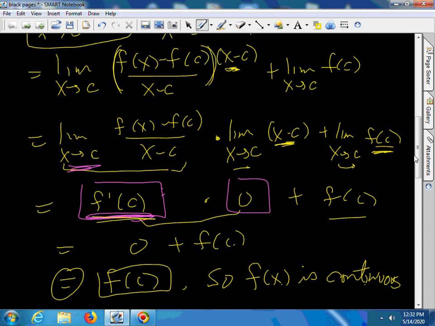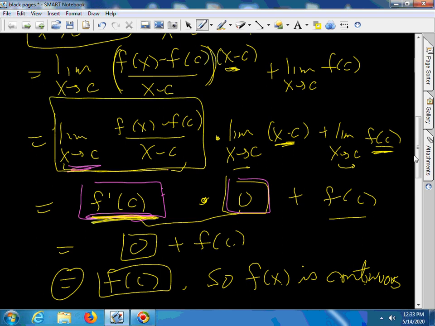And f prime of a number, if it's differentiable at that number, is a well-defined number, like 7 pi, 1 over e, pi over e, 2/3, negative 2/3. And when you multiply those numbers by 0, you do get 0. So we really, really needed for this limit to exist.